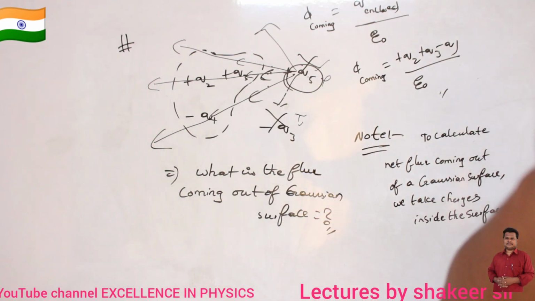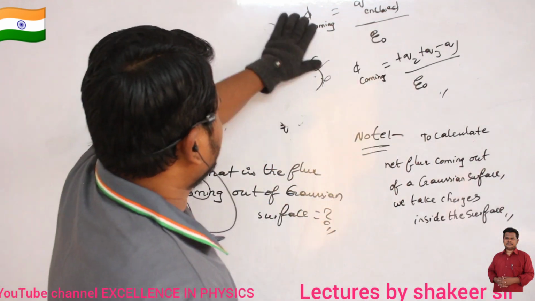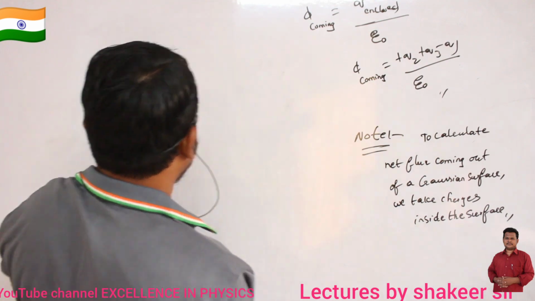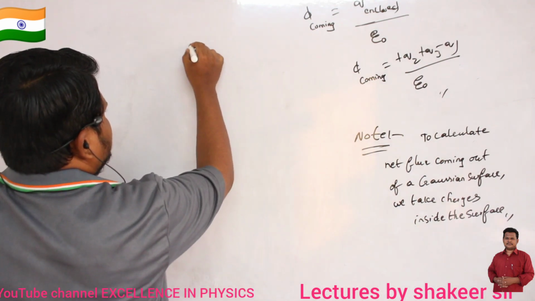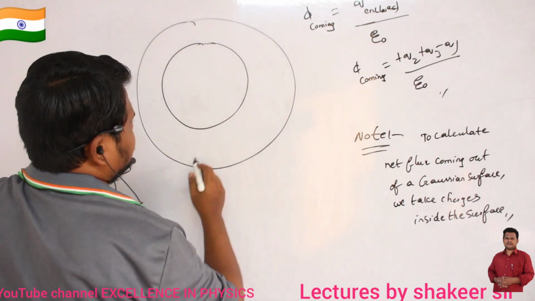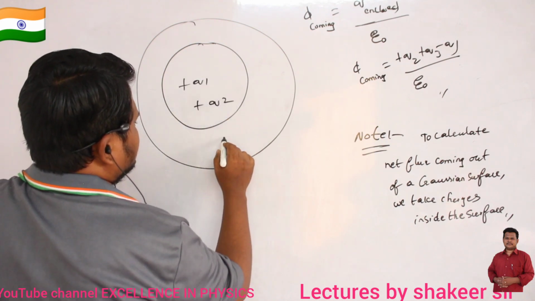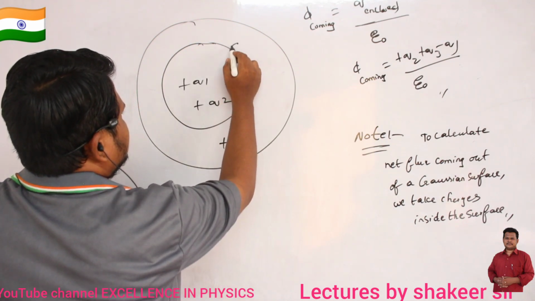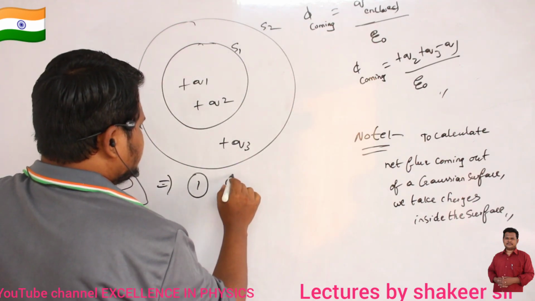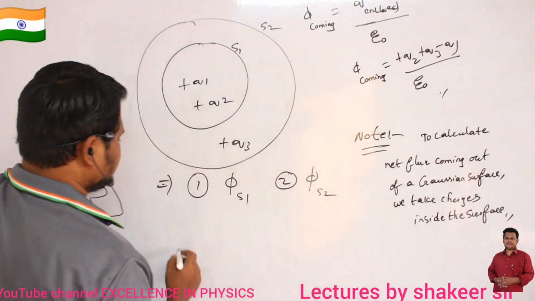For example, if I give a question like this. Which question shall I give you? See, for example, this is one spherical surface, this is another spherical surface. Are you able to understand? So here I have plus Q1, plus Q2 charge. Here I have plus Q3 charge. This is surface S1, this is surface S2. First one, what is the flux coming out of surface S1? Second one is the flux coming out of surface S2.